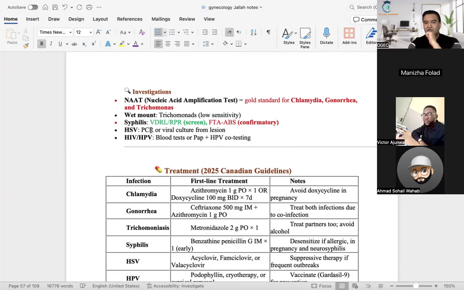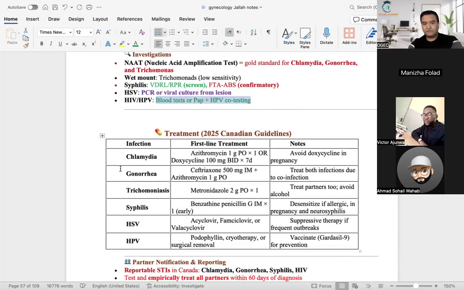Herpes simplex, they will definitely ask you this: PCR or viral culture of the lesion. HIV, HPV: blood test, or Pap and HPV co-testing. For the treatment, for chlamydia, azithromycin 1 gram orally, or doxycycline 100 milligrams BID for 7 days. But we have to avoid doxycycline in pregnancy. Gonorrhea, ceftriaxone 500 milligrams. It used to be 250. Now it's 500 milligrams IM plus azithromycin 1 gram or doxycycline 100 milligrams BID for 7 days.